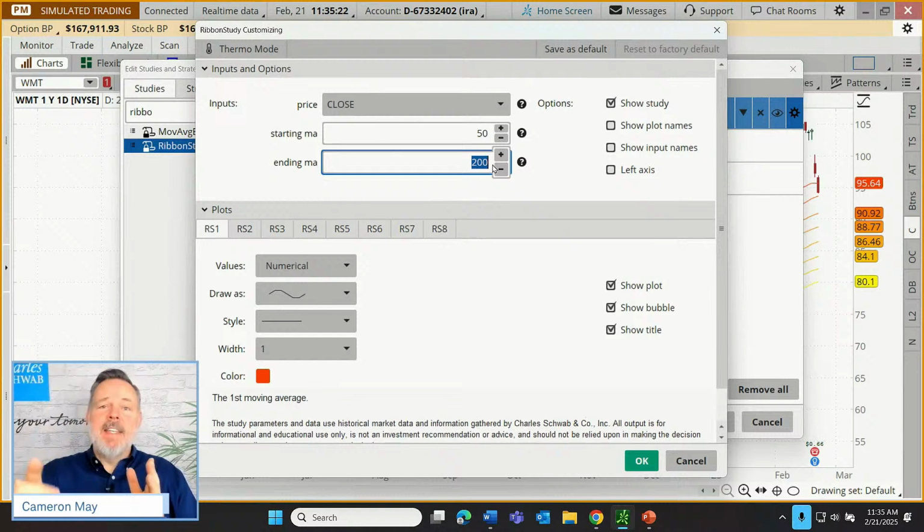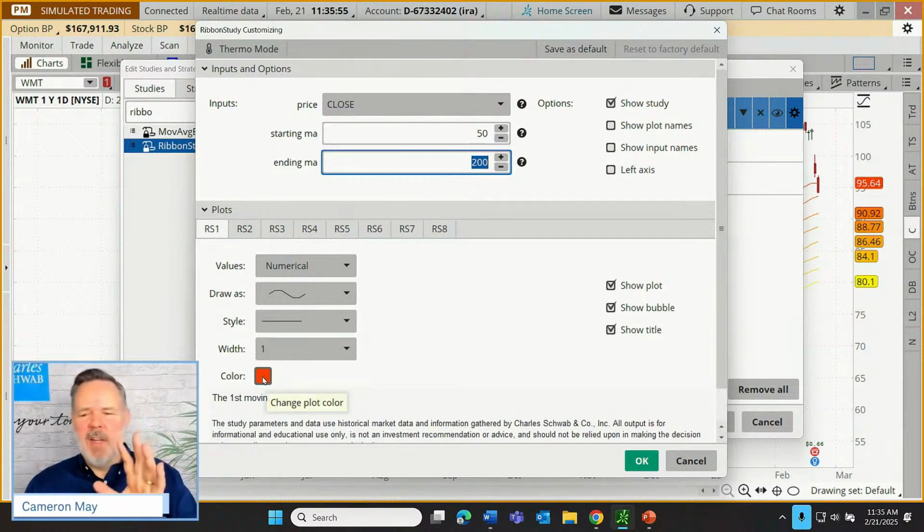92.86, rounded down to 92, and so on all the way up to 200. Okay? Now, each of those moving averages is going to have a title. RS1, RS2, RS3 is what we call them, just meaning ribbon study 1, ribbon study 2, ribbon study 3, ribbon study 4. And they're going to be colors. So the orange one, you'll notice they range by default from orange to yellow.